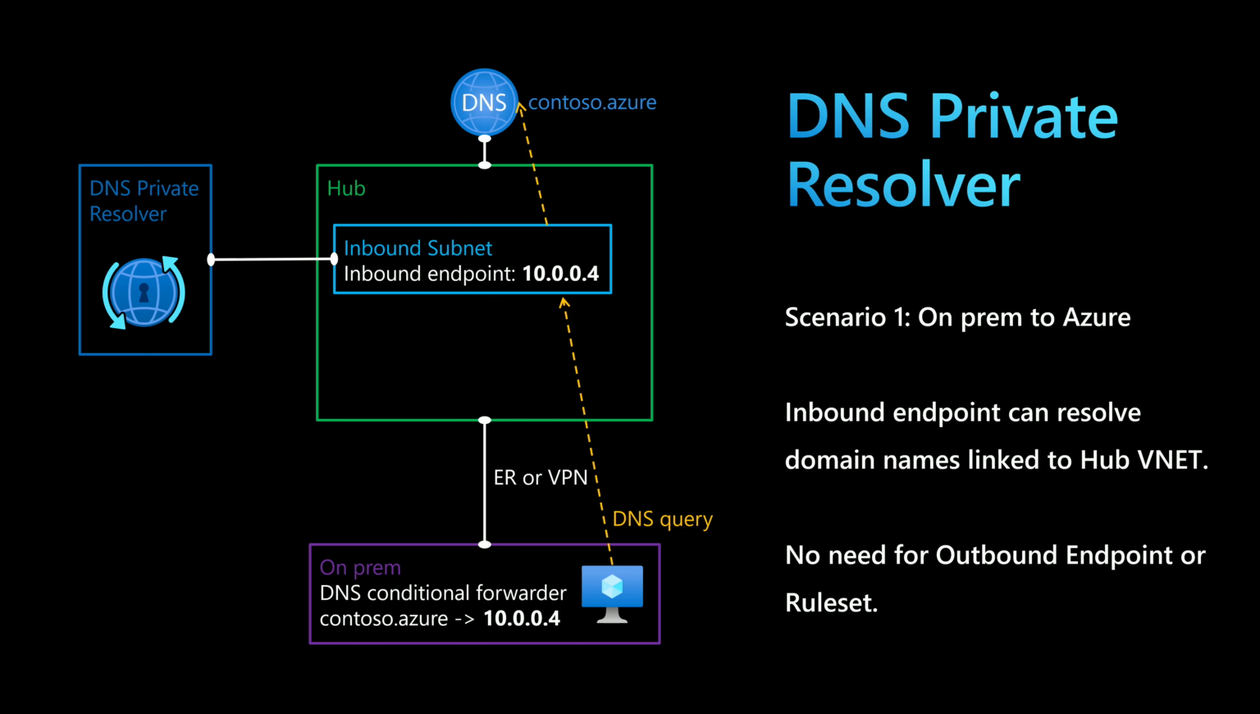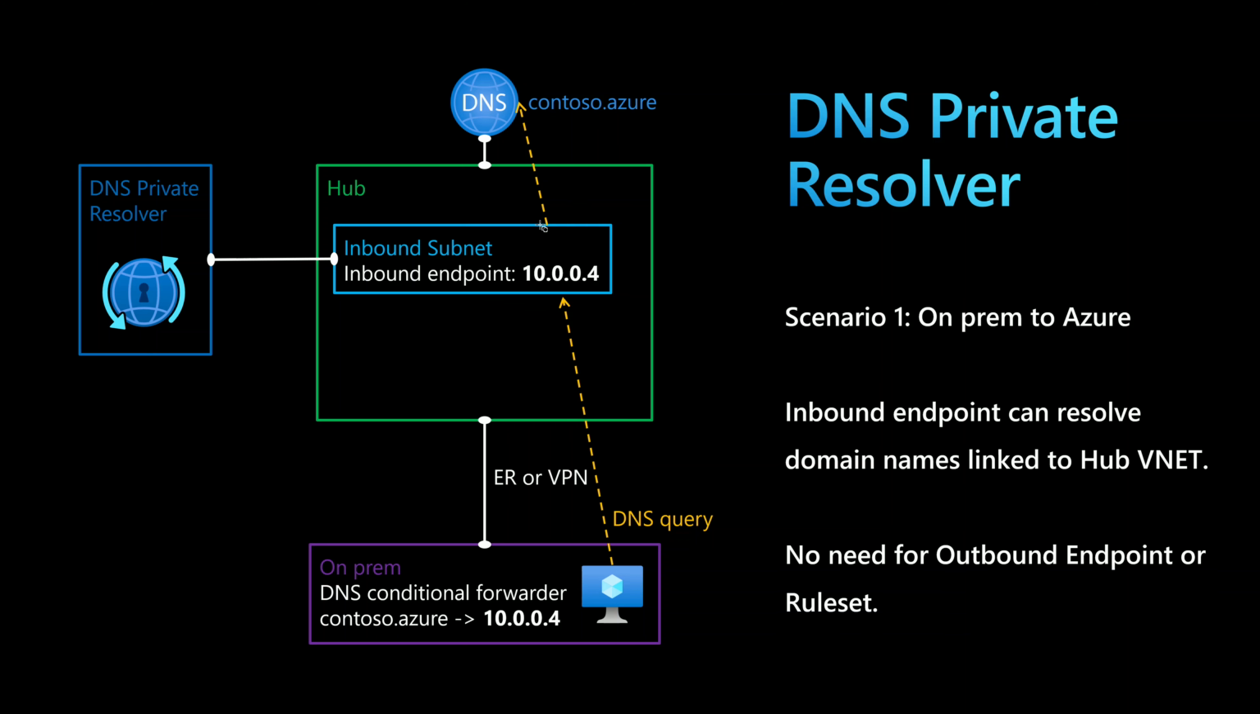So let's say you have an on-prem environment that is connected over ExpressRoute or Azure VPN gateway to your hub network. And then you have in the hub a private DNS zone like contoso.azure that is linked to the hub. So from your virtual machine on-prem, you want to be able to issue a DNS query and resolve the domain names held by contoso.azure.